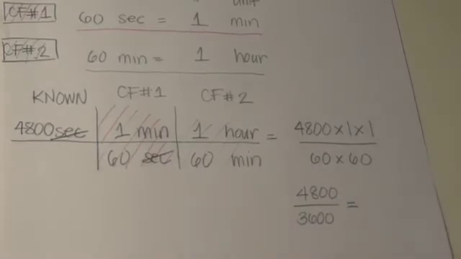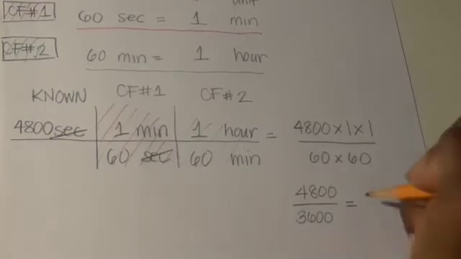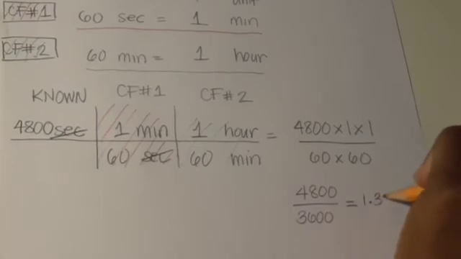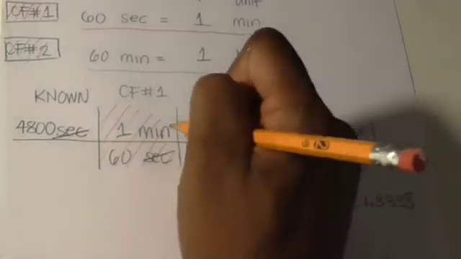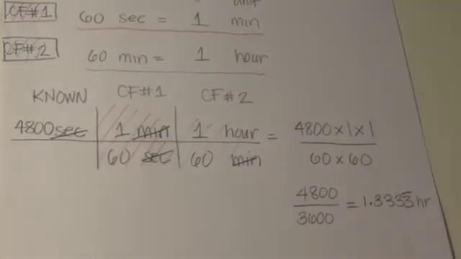Now, do I have to do it separately? No, absolutely not. But if you try to do it all in one step and you find that you make mistakes, then you'll definitely want to do the top and then the bottom, and then divide the top by the bottom. When you do that and punch it into your calculator, you'll see that you have 1.333 repeating forever. Minutes canceled. So my units is hours.